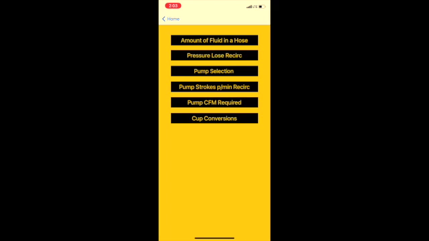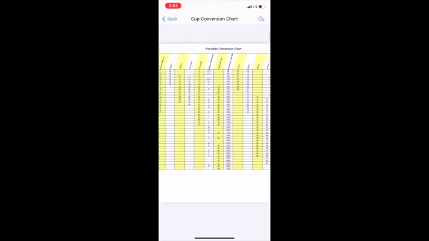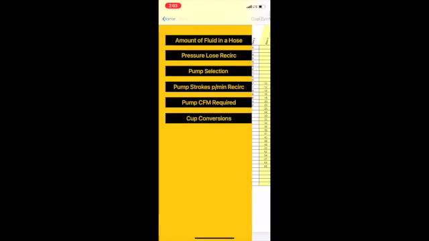Last, look at the cup conversion again. I believe I cover all the cups here that you might run across. If I'm missing one or I need to add one to it, let me know and I will add it to the list. Hope this helps.